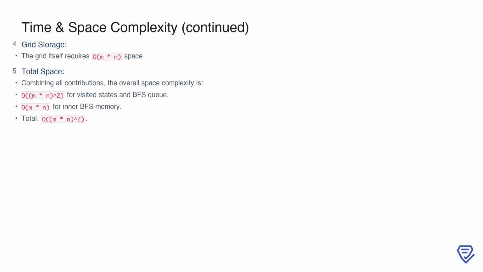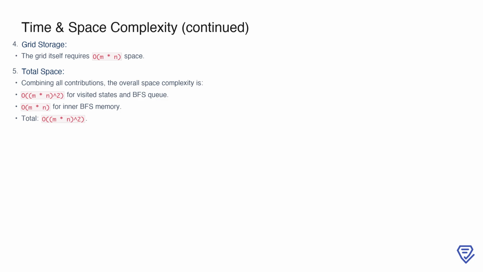Additionally, the grid itself requires storage space of m*n, as the grid structure needs to be maintained throughout the algorithm. Combining all these factors, the total space complexity can be summarized as m times n squared, for the visited set and BFS queue, plus m*n, for the inner BFS memory. Since m times n squared dominates, the overall space complexity of the algorithm is m times n squared.